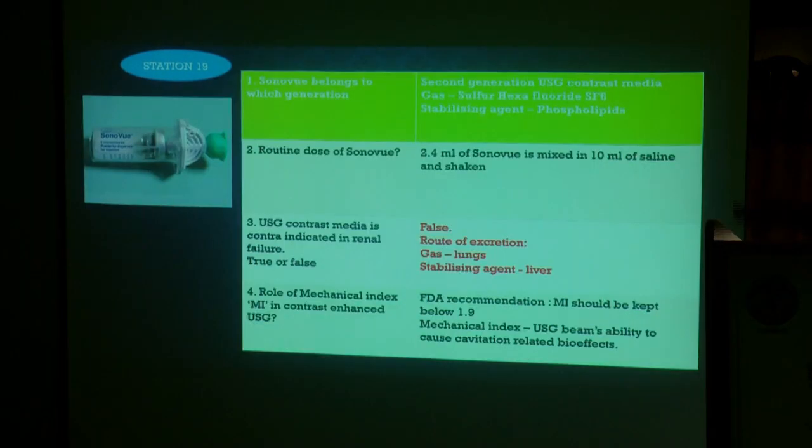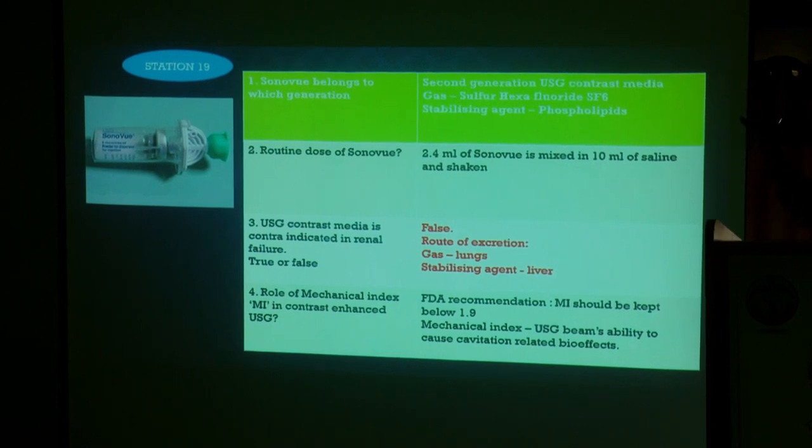Coming to the next station, this ultrasound-based contrast agent, SonoVue. So SonoVue belongs to the second generation of ultrasound-based contrast agents. Ultrasound contrast agents are not contraindicated in renal failure. Why? Because the route of excretion for SonoVue is gas. It is made up of gas, so it is excreted via the lungs, not via the kidneys. The constituent also has a stabilizing agent, which is excreted via the liver. So there is no role for the kidney in excretion of USG contrast agents, and you are not supposed to contraindicate USG contrast agents for renal failure patients.